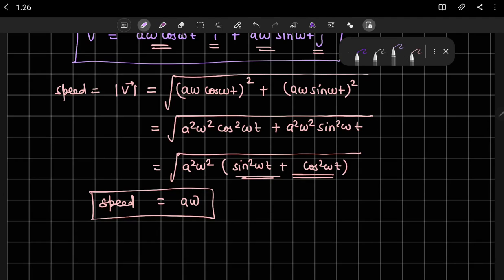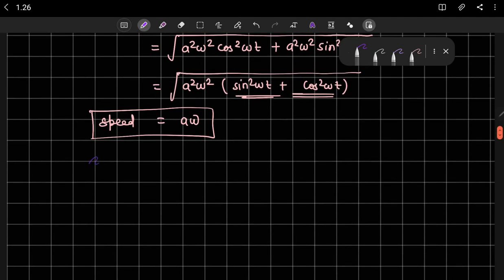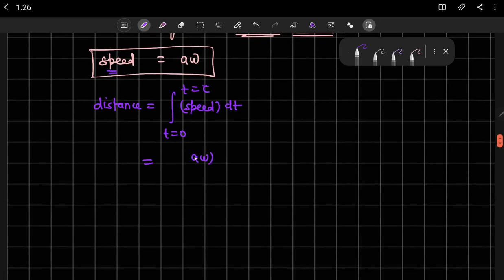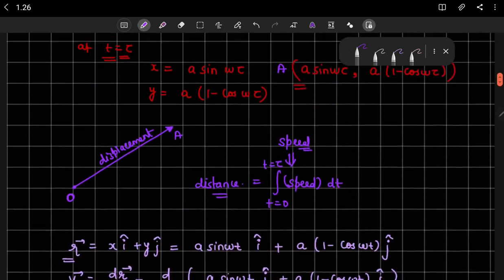Now in order to find the distance, we have to integrate the speed with respect to time. So we can write distance is equal to the integral of speed into dt, from t is equal to 0 to t is equal to tau. So from here we will get the integral of a omega dt from t is equal to 0 to t is equal to tau. So we will get a omega t from 0 to tau. So we will get a omega tau as the distance traveled by the point. Okay, so this is the value of distance we got.